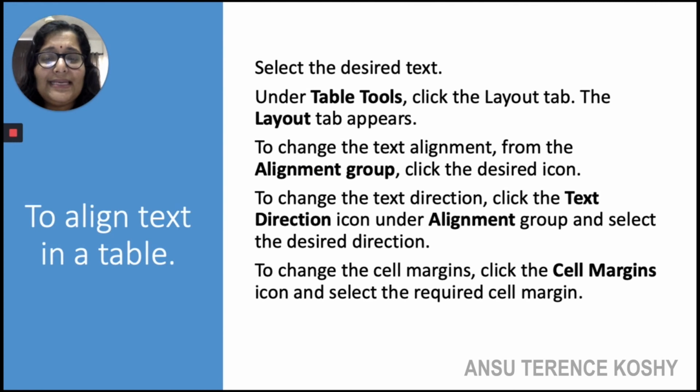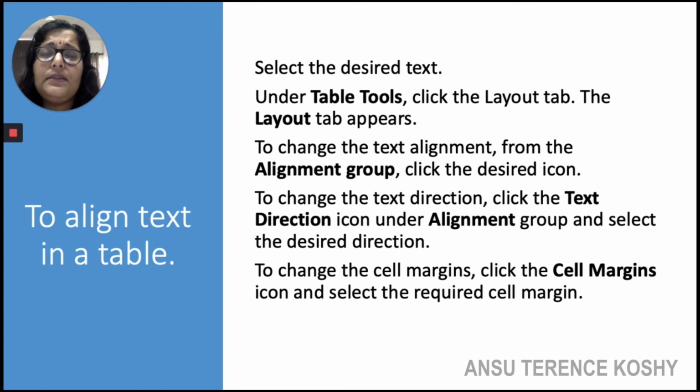To align text in a table, select the desired text. Under the Table Tools, click the Layout tab. The Layout tab appears. To change the text alignment, from the Alignment group, click the desired icon. To change the text direction, click the Text Direction icon under the Alignment group and select the desired direction. To change the cell margins, click the Cell Margins icon and select the required cell margins.